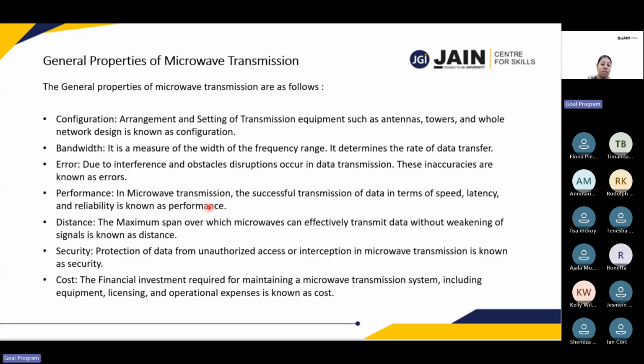Cost: the financial investment required for installing and configuring the arrangement and setting of your transmission. It is how much is incurred for the configuration process and for maintaining microwave transmission systems, including equipment, licensing, and operational expenses.